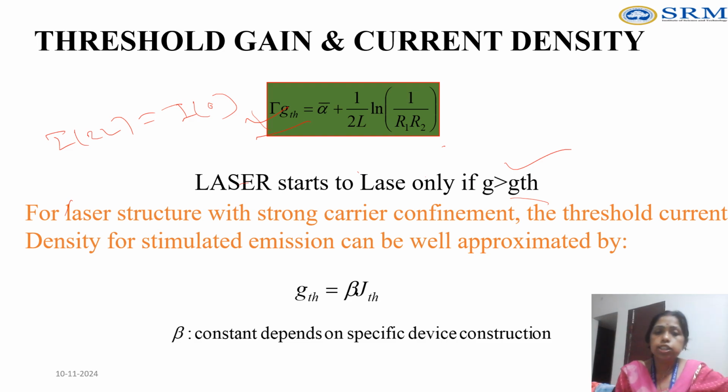Okay, so this gain you can also represent as beta into J_th, where beta is a constant factor and J_th is the threshold current density. This much current you have to provide into the laser so that the stimulated emission will take place. There will be strong carrier confinement and strong optical confinement. When you apply this threshold current J_th, then only you will get the threshold gain, and then only the stimulated emission will take place.